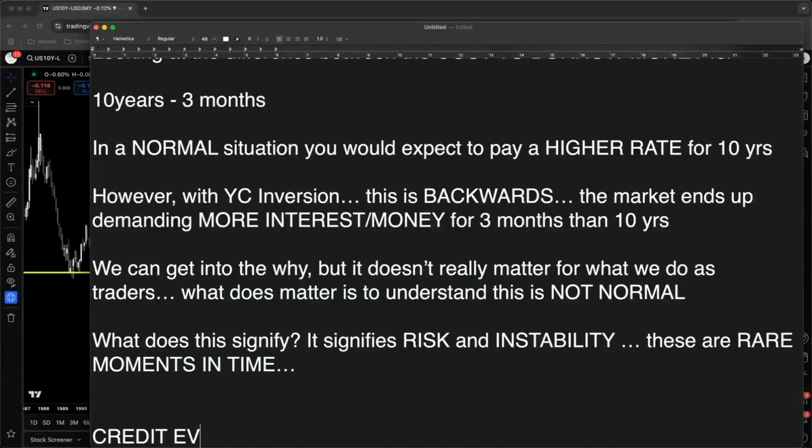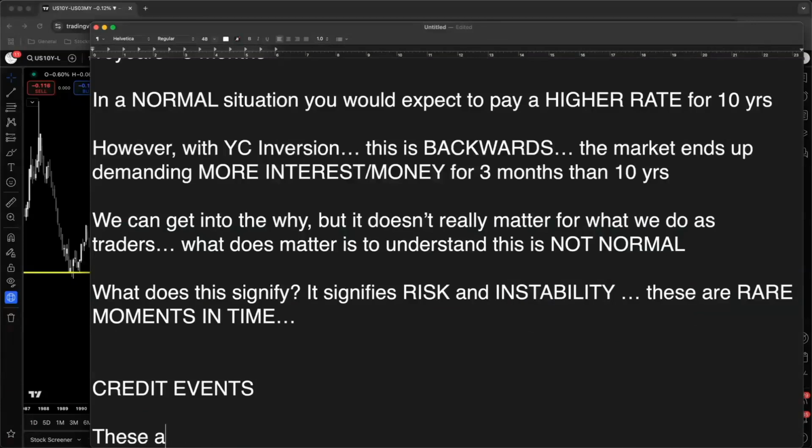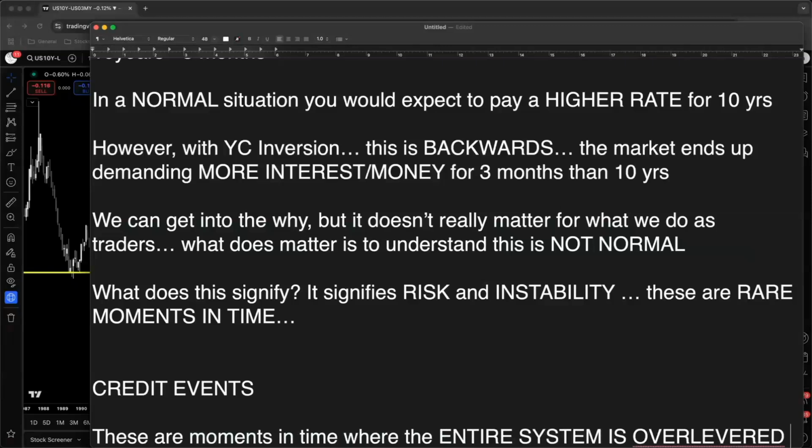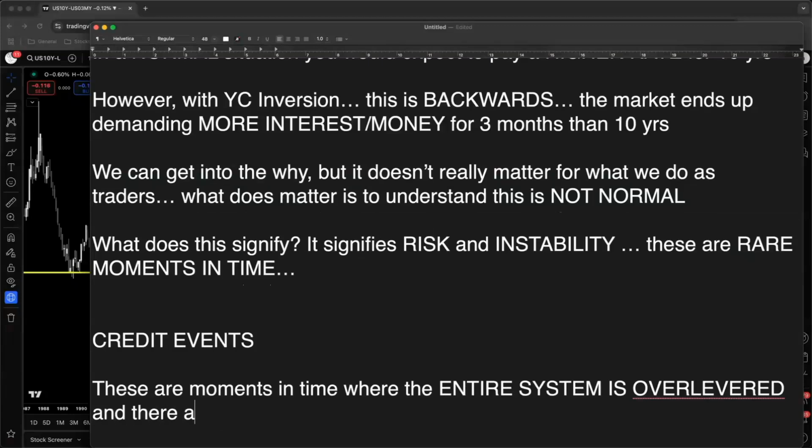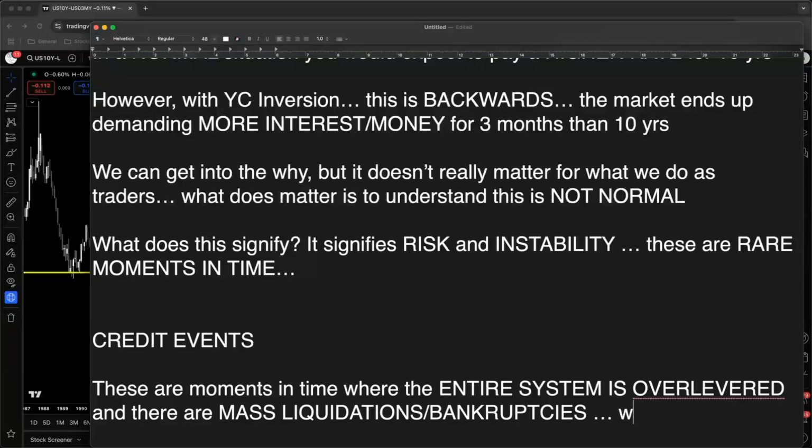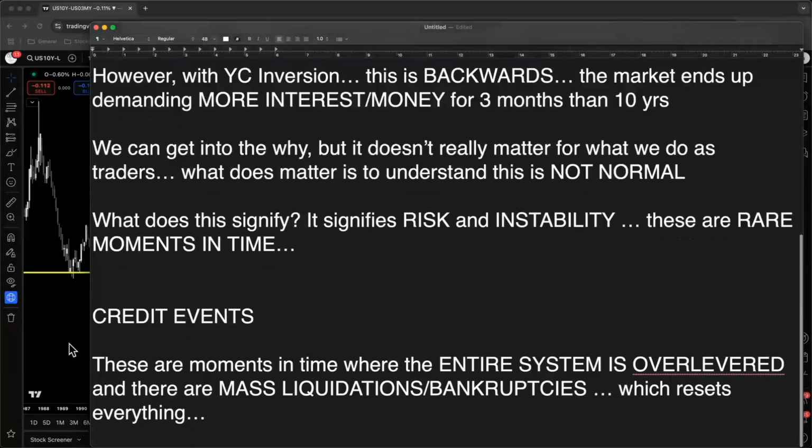So let's move on to the next part, credit events. So these are moments in time where the entire system is over levered and there are mass liquidations / bankruptcies, which resets everything. Okay, so that's kind of what the implication here is, that that's what's setting up next. So let's see, we covered that.